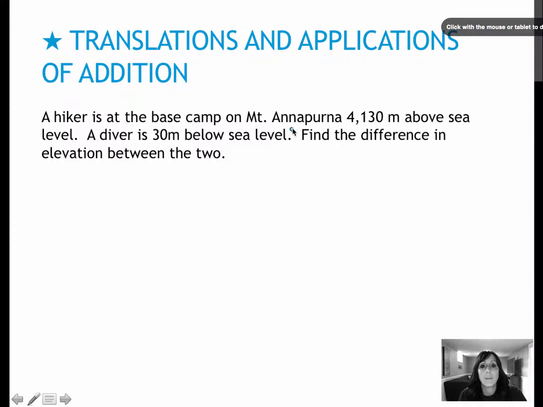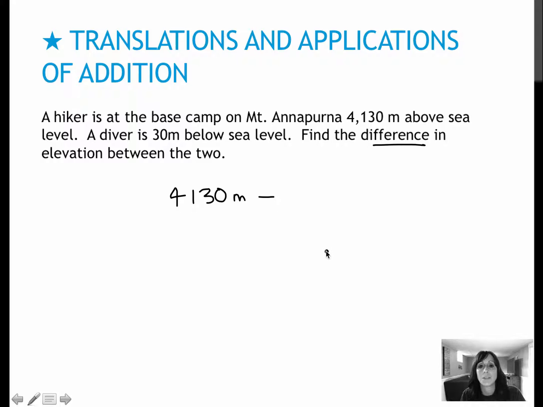The hiker is at a base camp at 4,130 meters above sea level. And a diver is 30 meters below sea level, and we're finding the difference. So again, difference tells me to subtract. Below sea level tells me it's negative. Now I'm going to keep, flip, change, which means I'm basically adding those together. 4,130 plus 30 is 4,160 meters.